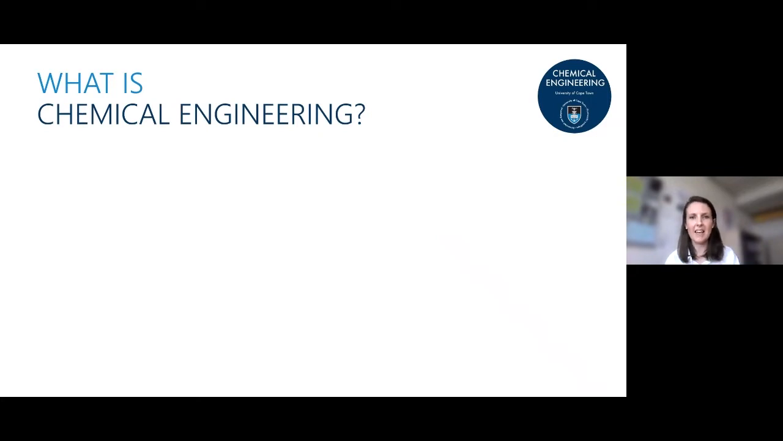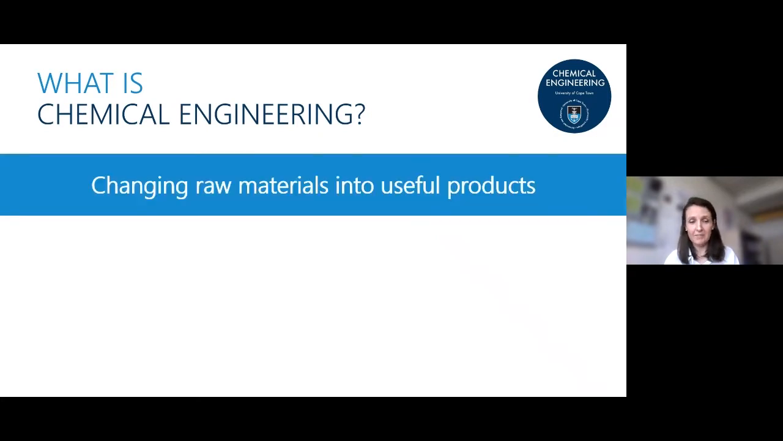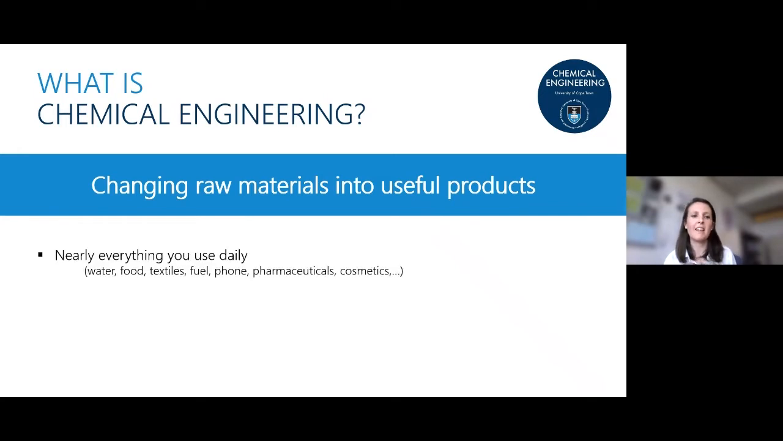Okay, so what is chemical engineering? In a nutshell, it is changing raw materials into useful products. By raw materials here, you can think of chemicals, minerals, gases. And by useful products, we mean things that you would use on a daily basis, things like the water that you drink, the food that you eat, the textiles for your clothing and your furniture, the fuel that you put in your car, parts for that matter, your phone, the electronics that go into that, what are they made out of, pharmaceuticals, cosmetics, and the list goes on and on.